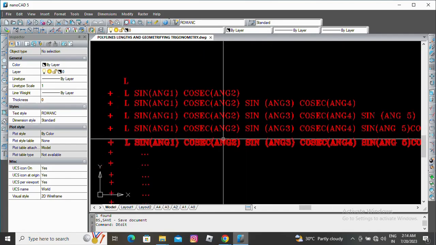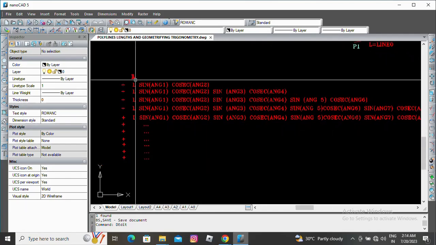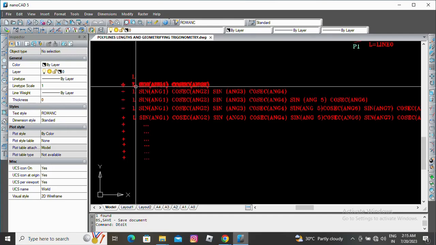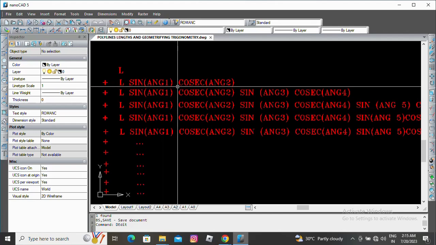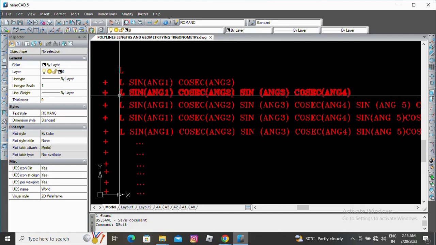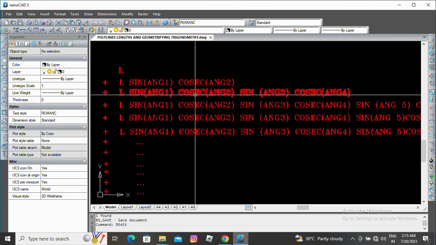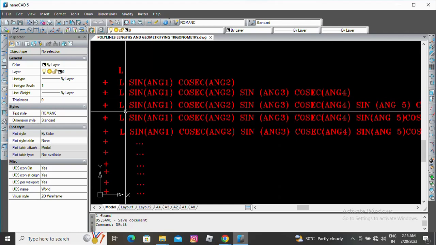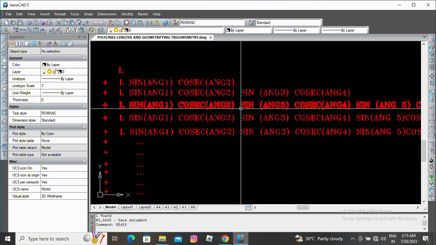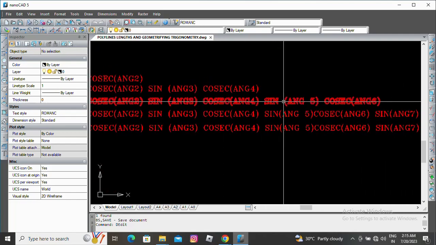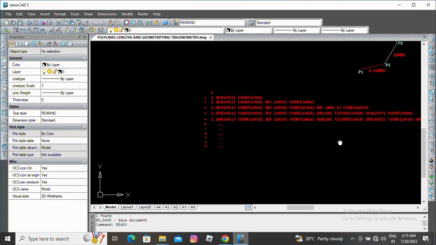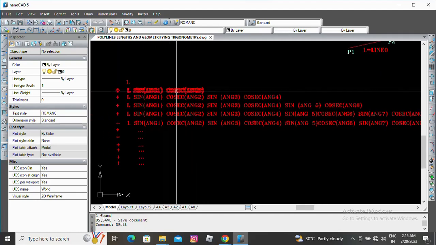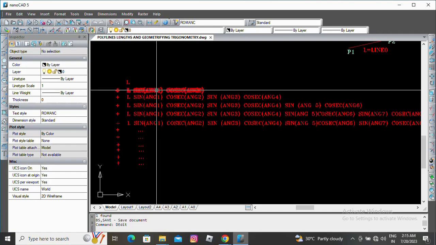Suppose you have seen this kind of expression, where it starts with some constant value L, or any number, plus L into sine of angle 1 into cosec of angle 2, plus L into sine of angle 1 into cosec of angle 2 into sine of angle 3 into cosec of angle 4, plus L sine of angle 1 cosec of angle 2 sine of angle 3 cosec of angle 4 sine of angle 5 cosec of angle 6, and in this way it continues. At every term two new trigonometry ratios are multiplied.